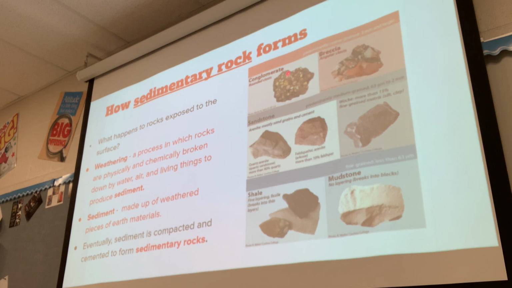So sometimes, like in these up here, you can still see the individual pieces. Sometimes it gets compacted enough that you're not seeing the individual pieces as much. These are the kind of rocks that are most often going to have fossils in them. Think of a dead organism that's being pressed between layers of rock and it leaves an impression behind.